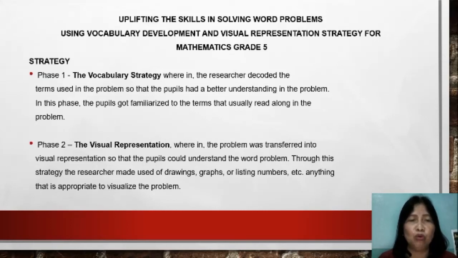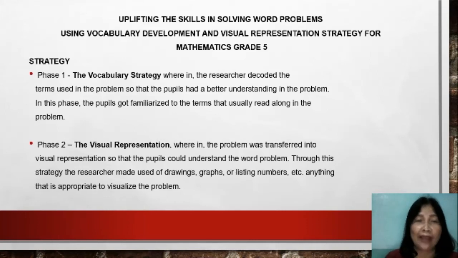And in phase 2, the visual representation, wherein the problem was transferred into visual representation so that the pupils could understand the word problem. Through this strategy, the researcher made use of drawings, graphs, or listing numbers and others, or anything that is appropriate to visualize the problem. Okay, did you find the correct strategies used by the researcher? If you did, you are very good.